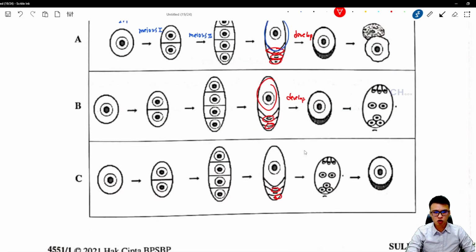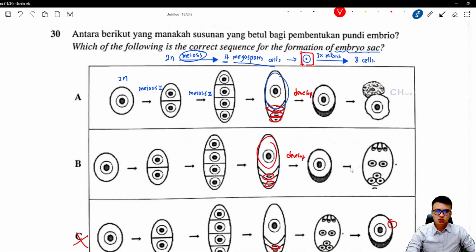So C is wrong because it formed egg cell before it developed. So basically C is out as well. So it will develop and then only carry out 3 times of mitosis to form egg cell. So the answer here should be B, because you have 1, 2, 3, 4, 5, 6, 7, 8 egg cells here. So the answer is B for this question.